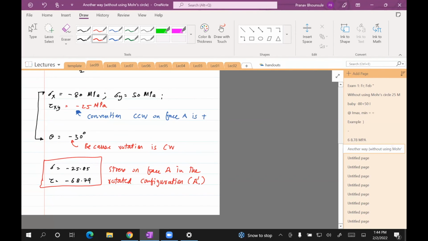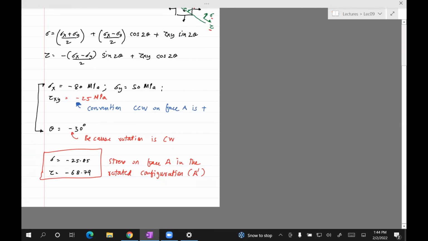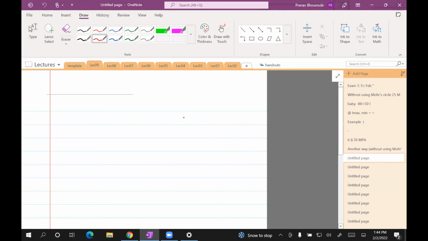Okay, so how do we get the stress on the other face, which is face B? What is the stress on B when it's rotated? We call it B prime. In order to get that, we can look again at the plane stress element. So this is the plane stress element, and if A is here, B is there. If you want to find that stress, you only need to sub in theta as theta plus 90, and you should get it.